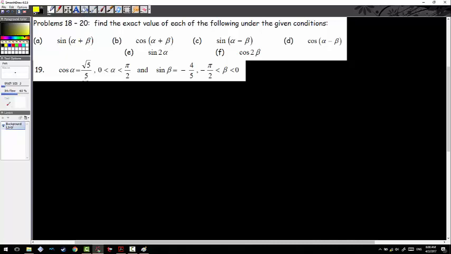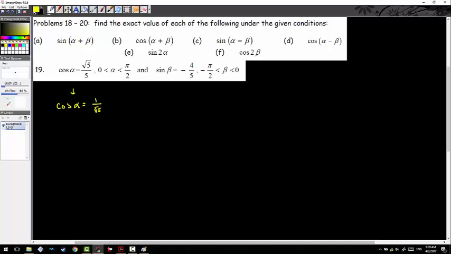If I'm given this information, cosine of alpha is equal to rad 5 over 5, and all this stuff, and then sine of beta is equal to all this stuff, how do I proceed to attack this problem? The first thing I'm going to do, when I see this cosine alpha being rad 5 over 5, is go ahead and, you don't have to do this, but I like to unrationalize the denominator, and it just helps me move a little bit faster.